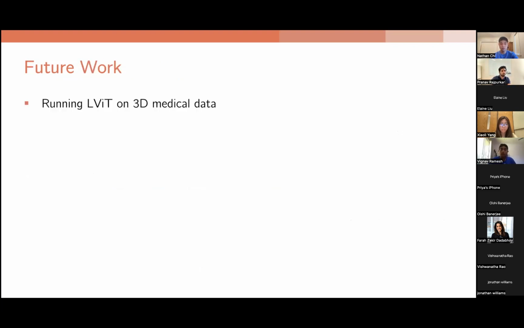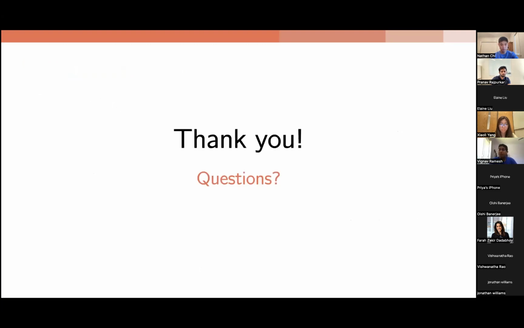Future work for the paper will involve extending LViT to conduct experiments on 3D medical data to verify the model's generalizability, because right now, LViT only has experiments on 2D medical data for 2D segmentation. And yeah, that's all I have.